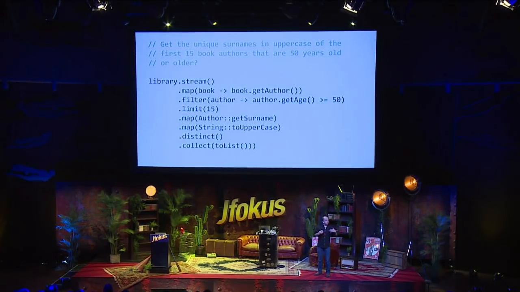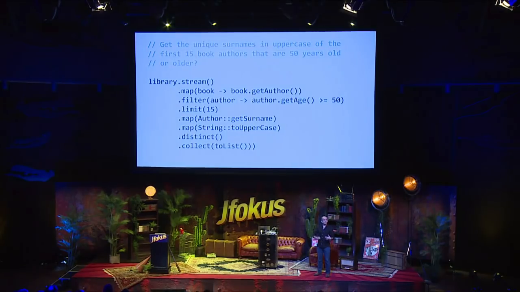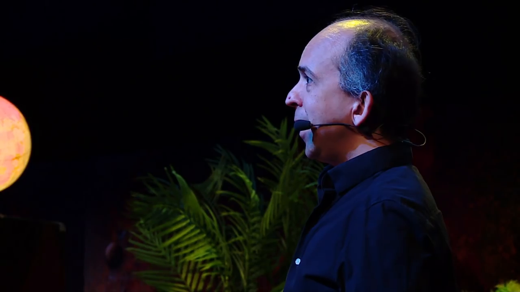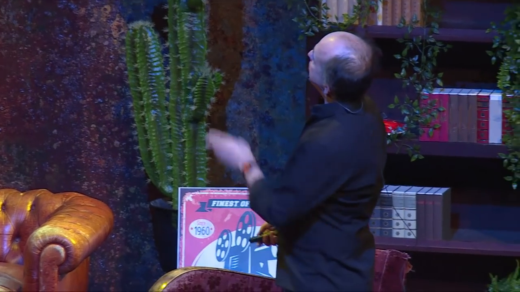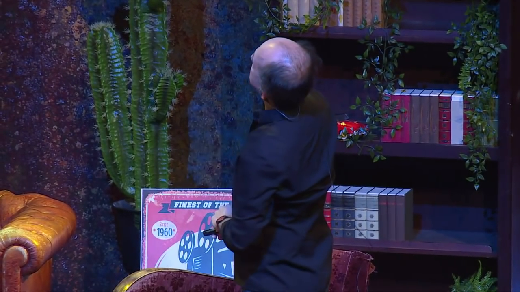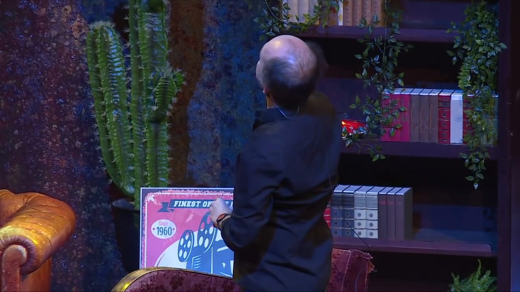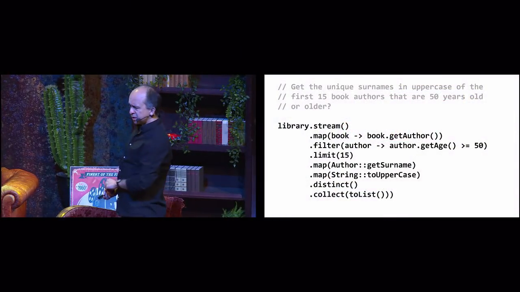The problem is many of our systems become monolithic. They defeat that composability. About the only thing you can make out of large stones is Stonehenge. And then, in other words, it becomes a monolith and a burial ground for enterprise. So let's have a look at this. What is the brief? Get the unique surnames in uppercase of the first 15 book authors that are 50 years old or older. Does it do this?